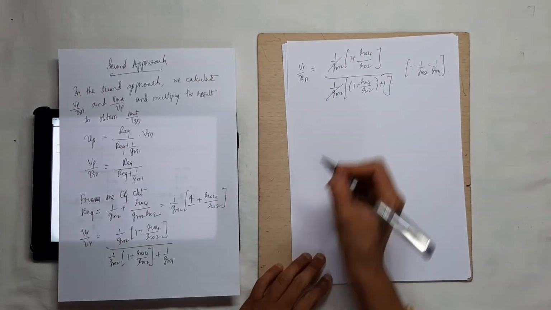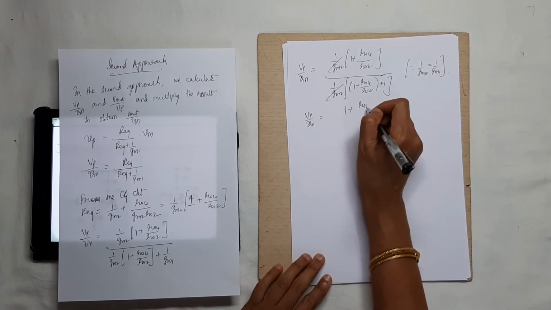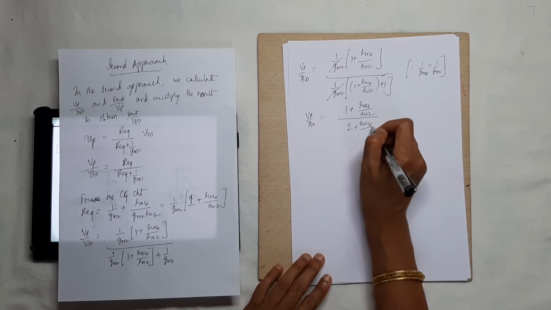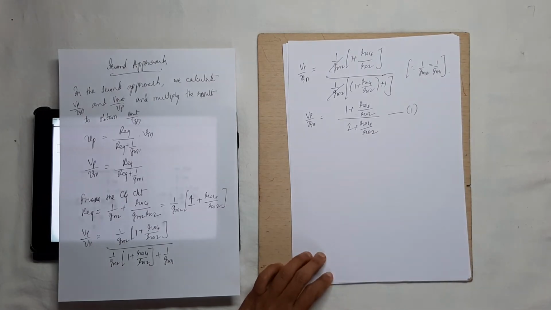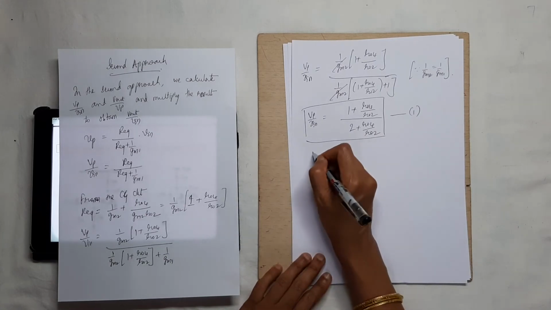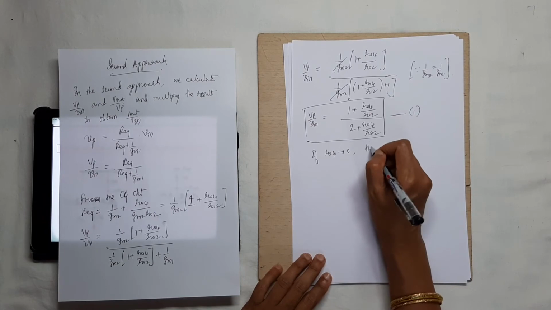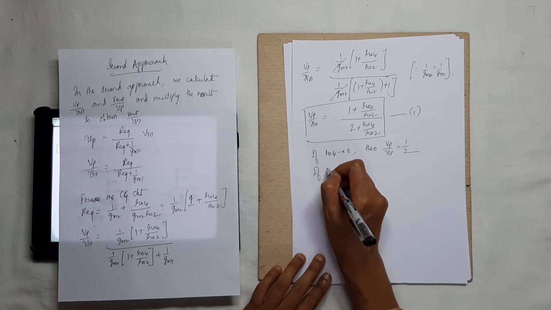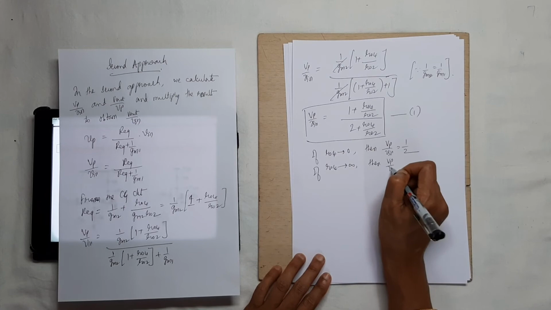This will cancel out. Therefore, Vp by Vn we get as (1 plus RO4 by RO2) divided by (2 plus RO4 by RO2). Let us mark this as equation number 1, which gives the equation of Vp by Vn. If RO4 tends to 0, then Vp by Vn is equal to 1 by 2. If RO4 tends to infinity, then Vp by Vn is equal to 1.